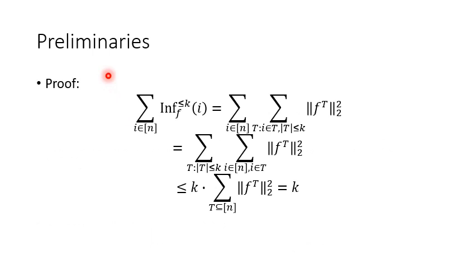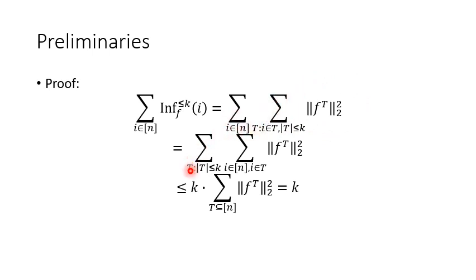Let's now prove the previous proposition. So we have the sum of individual coordinates' low-order influences. Let's open up the definition of low-order influence. So we have this sum. And now let's change the order of summation.